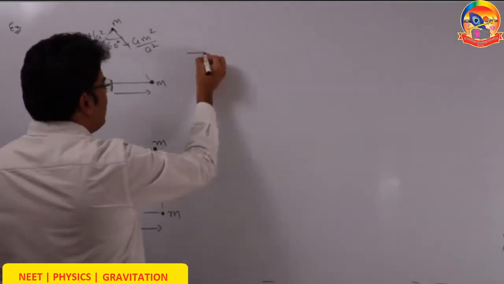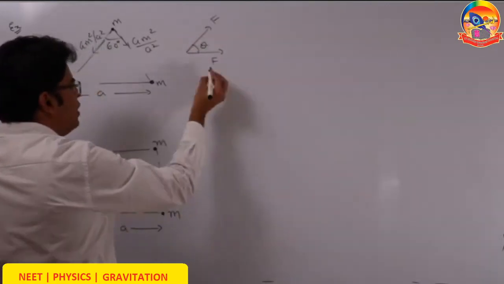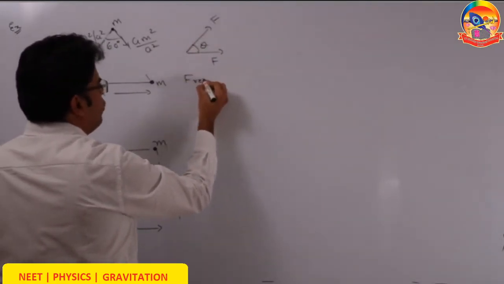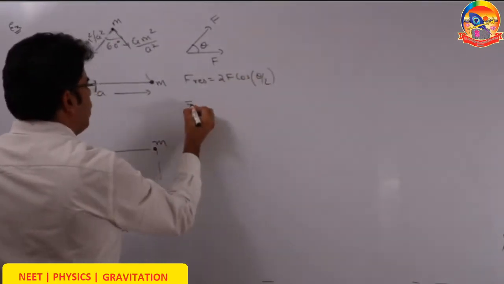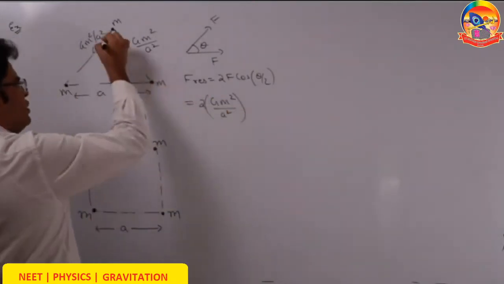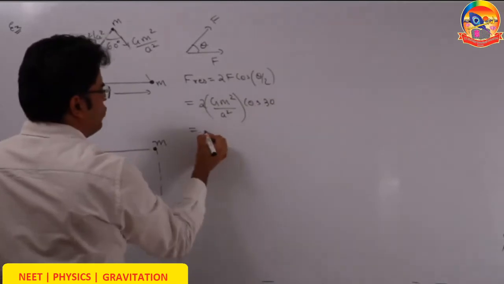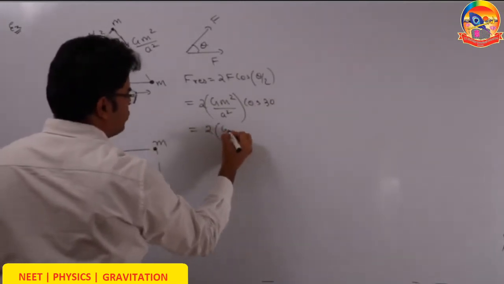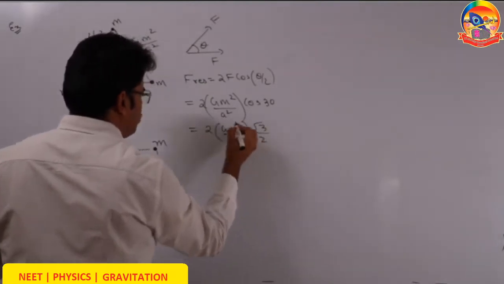We know that if we have two forces of equal magnitude F and F inclined at angle theta, their resultant comes out to be equal to 2F cos theta by 2. So here the force is nothing but G m squared by a squared, and the angle between them is 60 degrees. Cos 60 by 2 gives you cos 30, and you can write cos 30 as root 3 by 2. So you get 2 G m squared by a squared into root 3 by 2. You can cancel out this 2 and 2.